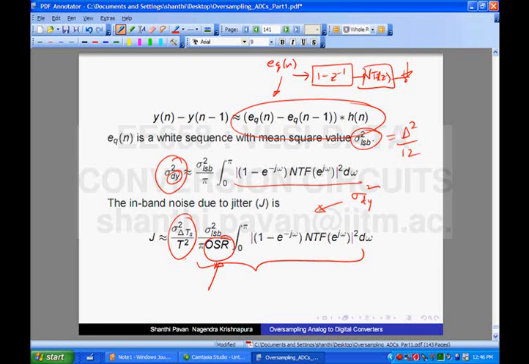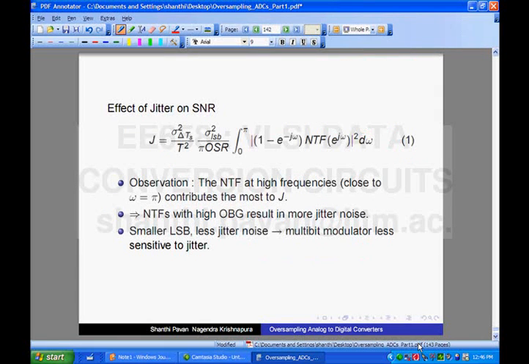Okay. So let's stare at this expression a little while and figure out what this means. The first thing is, what is the shape of this chap? This is shaped like this. Okay. So where is most of the contribution of the integral coming from? It is coming from around here. All right, just one observation.